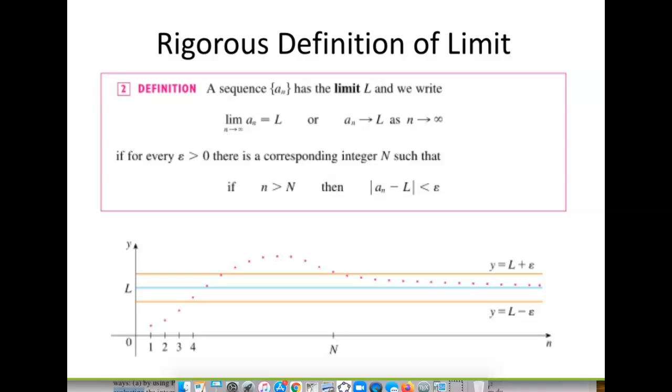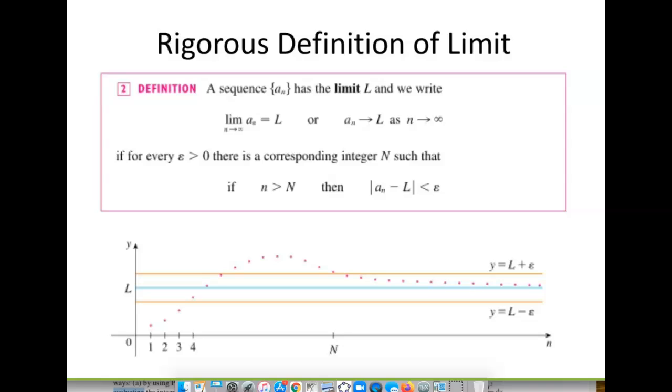This is the rigorous definition of limit. I'm not going to test you over this, so don't feel like you have to write it down, but this is like real analysis now. And so what I gave you was an intuitive definition, but this is called an epsilon delta proof.